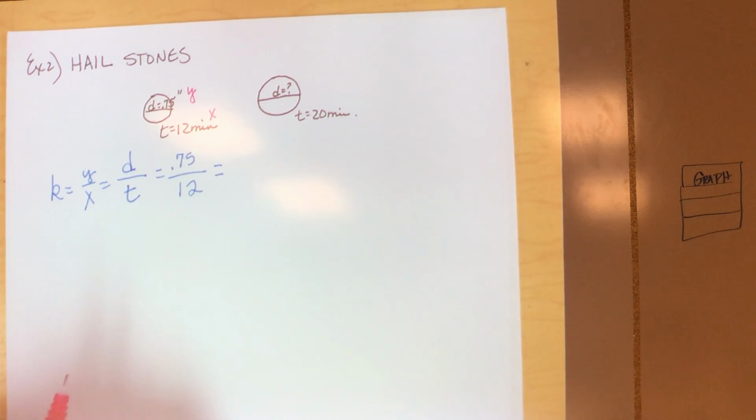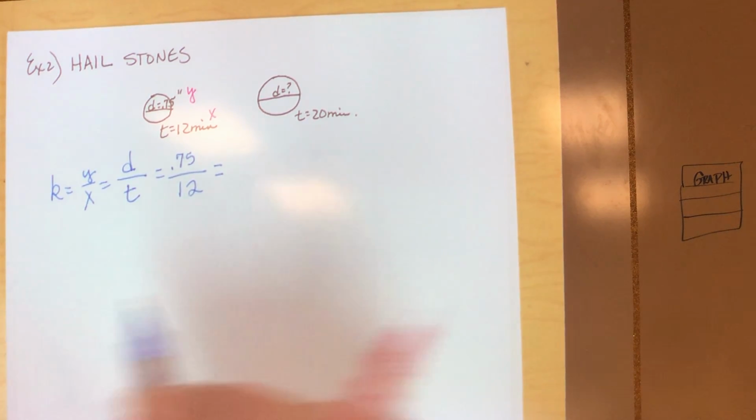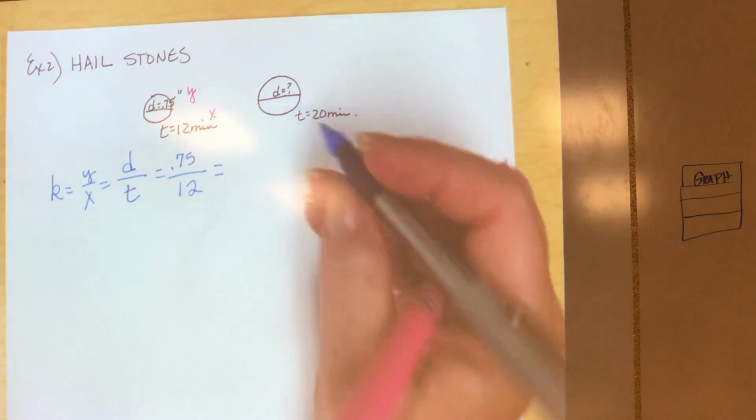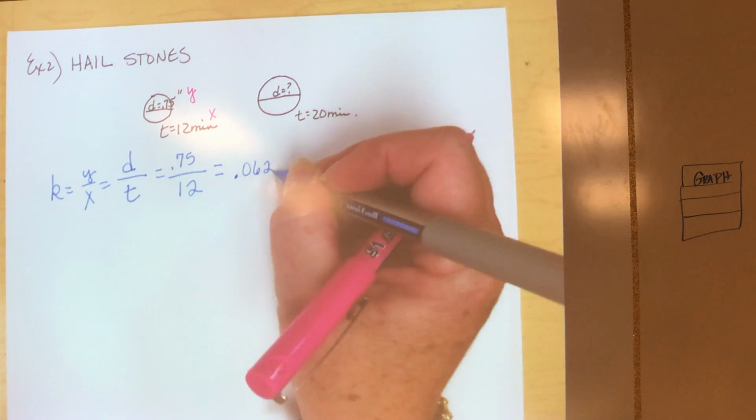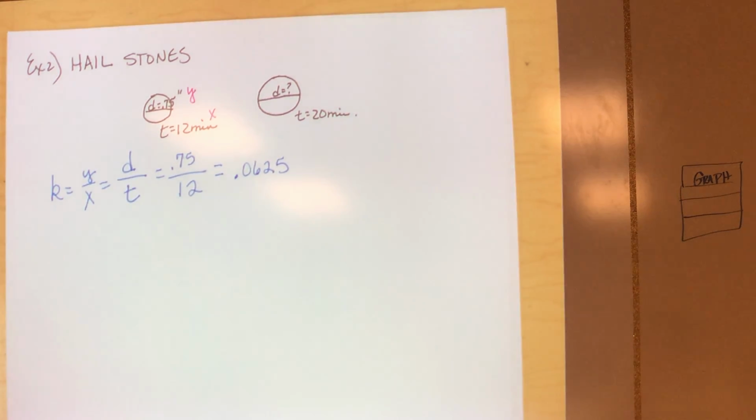Yes, two reasons. Tell me what they are. It's a real life problem, and I gave you a decimal. Y'all listen to me. If it's a real life problem, you can use decimals, okay? So if you punch that in your calculator, it will tell you that it is 0.0625. That is my constant of variation, okay?